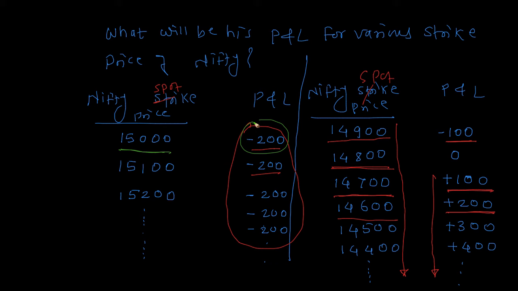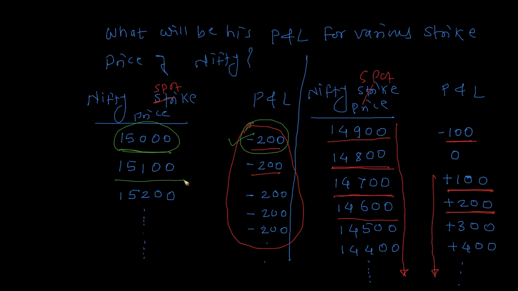will not exercise his right to sell. Because already Nifty is being sold in the market at 15,000, he will not be able to use his coupon or this put option. That's why his net loss will be 200 rupees.